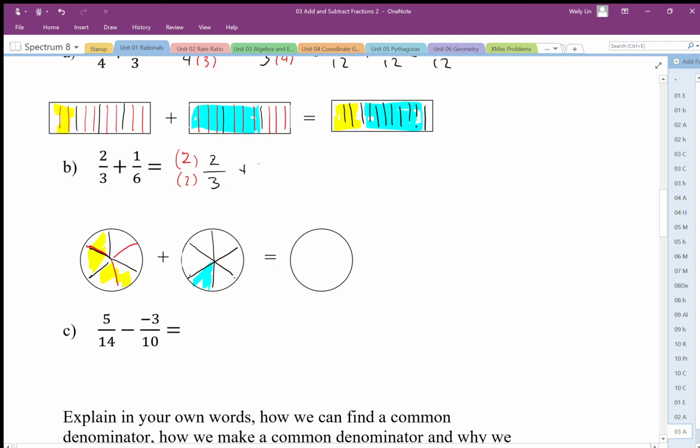Plus the 1/6 doesn't change. So it's going to look like this. It's going to be 4/6 plus 1/6. And that's going to give me 5 out of 6 pieces. Okay, and we can see that 4 of those are from the yellow and 1 of those is from the blue. Okay, so there it is.